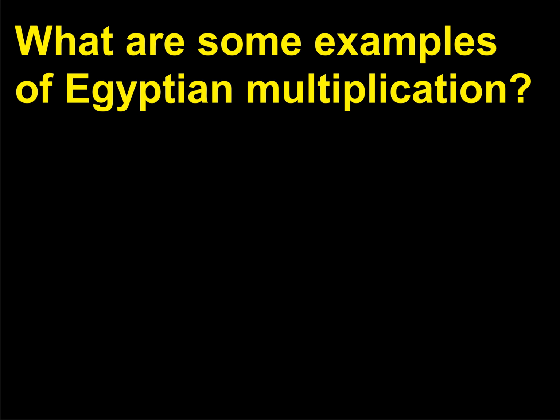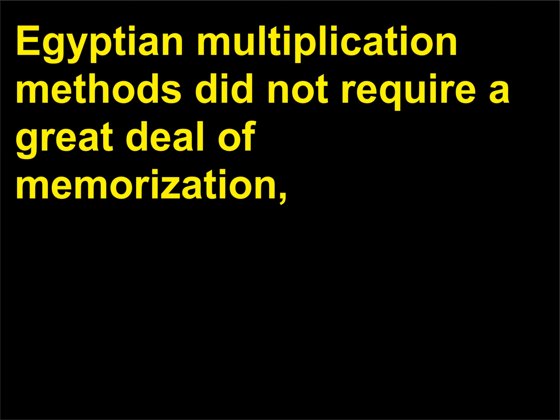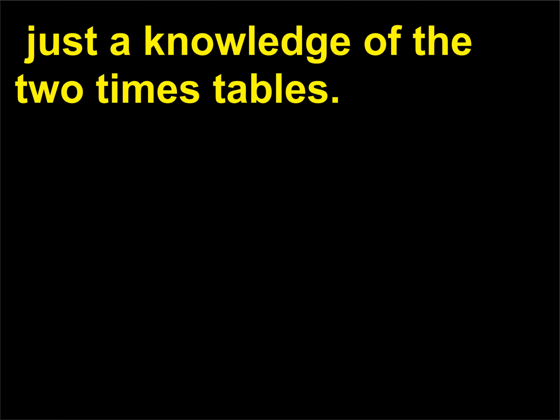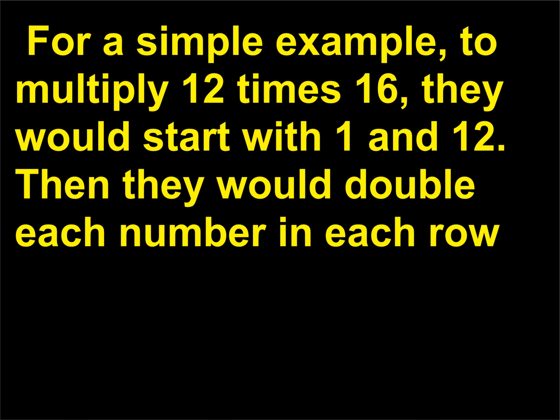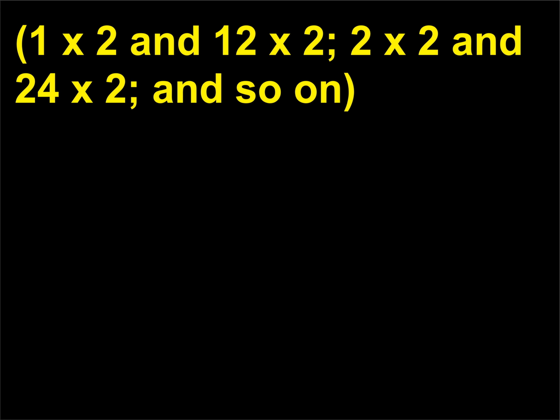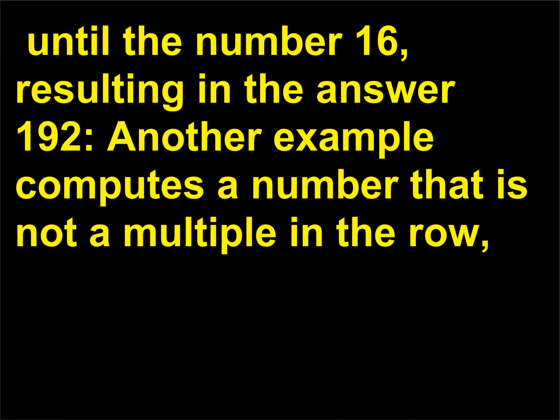What are some examples of Egyptian multiplication? Egyptian multiplication methods did not require a great deal of memorization, just a knowledge of the two times tables. For a simple example, to multiply 12 times 16, they would start with 1 and 12. Then they would double each number in each row: 1x2 and 12x2, 2x2 and 24x2, and so on, until the number 16, resulting in the answer 192.